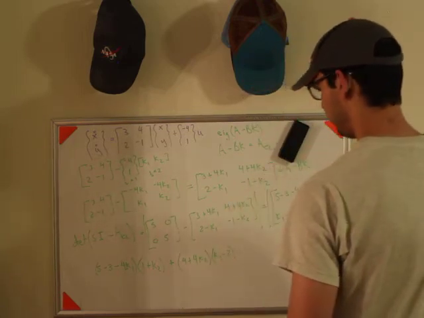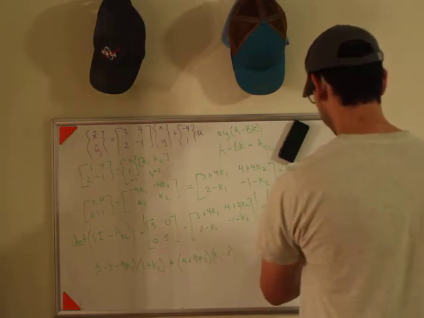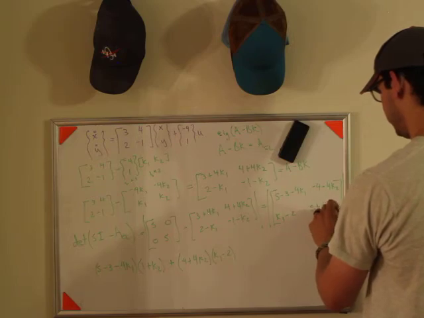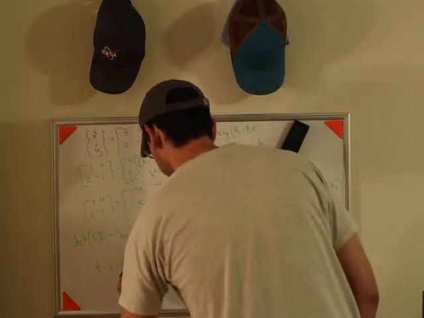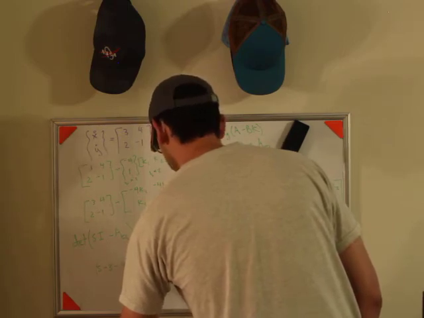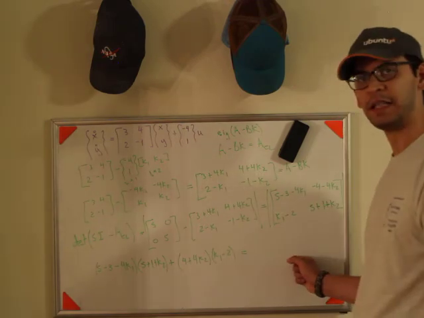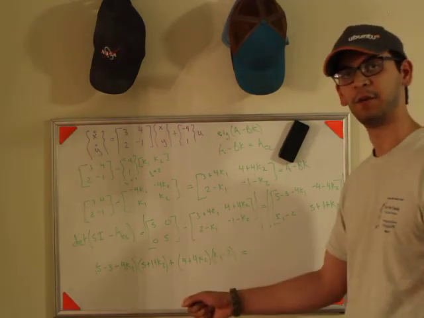Okay? I feel like I'm missing an S. There should be an S here: S plus 1 plus K2. So that would change this to S plus 1 plus K2. This is going to equal 0. And then you need to solve for S, but you also need to solve for K1 and K2.